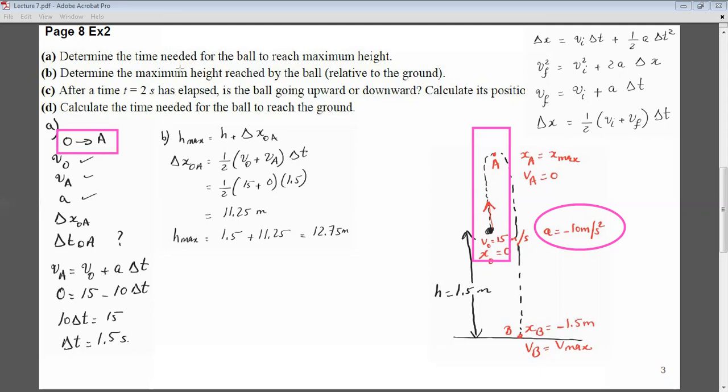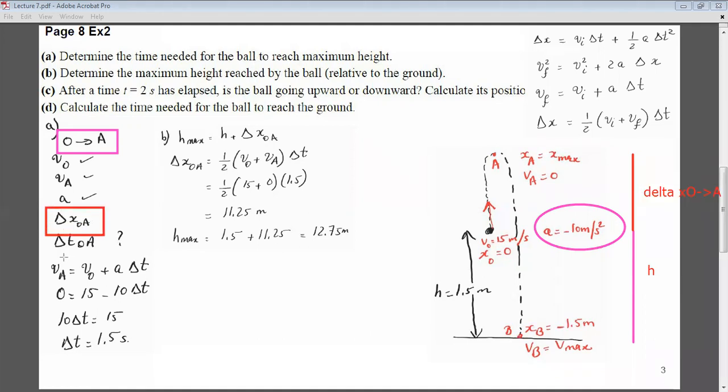Okay, part B, determine the maximum height reached by the ball relative to the ground. So I want it relative to the ground. First I know that from here to here is the ground. And then I have to add to it this distance from O to A. So from here to here is what? This is H. From here to here is what? It's delta X O to A. So it's actually this guy over here.